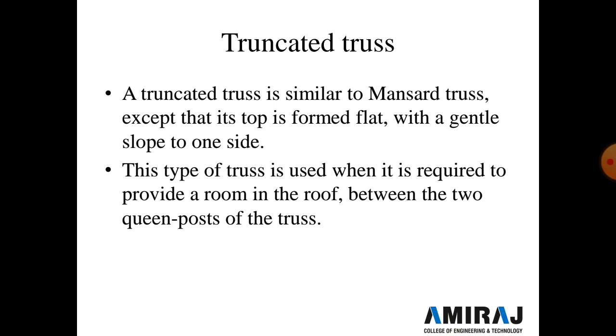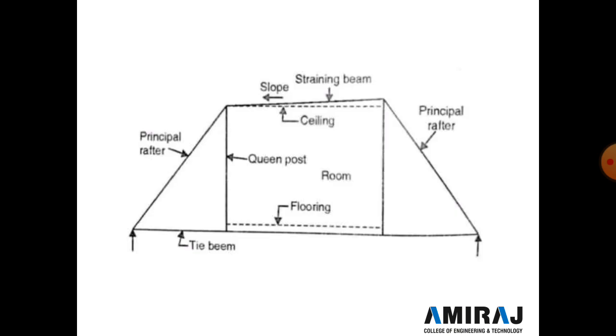Now the next type of truss is the truncated truss. A truncated truss is similar to the mansard truss, except that its top is formed flat with a gentle slope to one side. This type of truss is used when it is required to provide a room in the roof between the two queen posts of the truss. Here the queen post is provided, and a slope is also provided in the standing beam. One side is higher than the other side, so similarly a slope is provided.